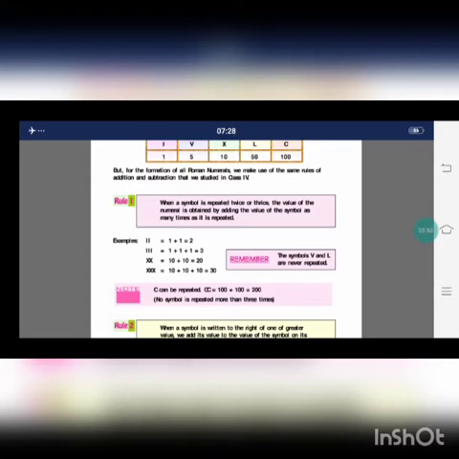Let's see. If you are writing here I, it means 1 plus 1 and the number is 2.